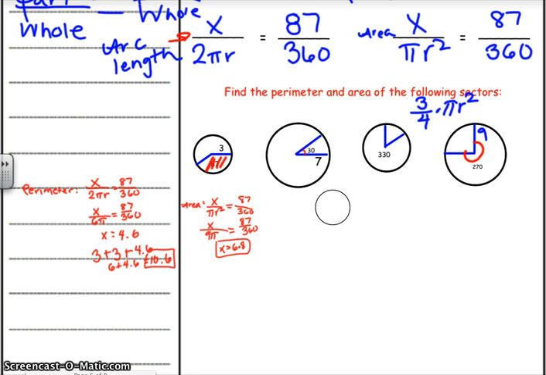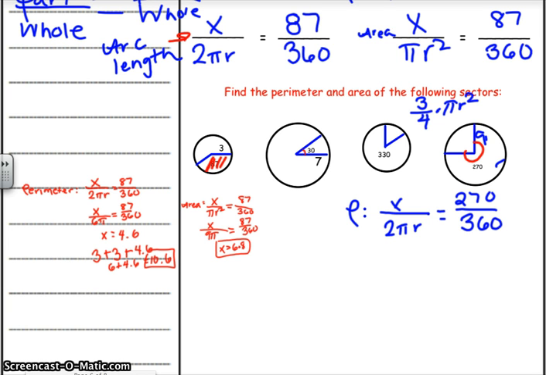Part, I'm just going to call it P. Part of my perimeter, that's that arc length, part of that is to the whole thing, that's the circumference, 2 pi r. As, now I need another part and another whole. As part of my degrees, the 270 is to my whole degrees. R was 9. So I get x over 18 pi equals 270 over 360.